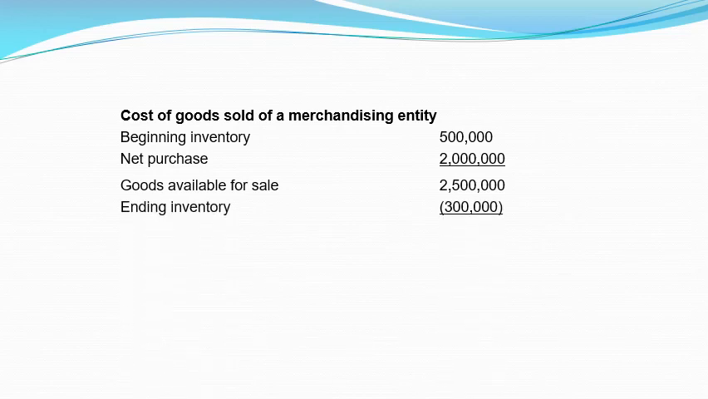Let's say, yung goods available for sale, 2.5 million. Okay, 2.5 million, ito yung pwede mong mabenta. Then, at the end of the year, 300,000 na lang yung naiwan. Therefore, yung 2.2 million, yun yung cost of goods sold. Nabenta na pala yung 2.2 million. So, ito yung formula kapag merchandising entity. Madali lang. Okay?